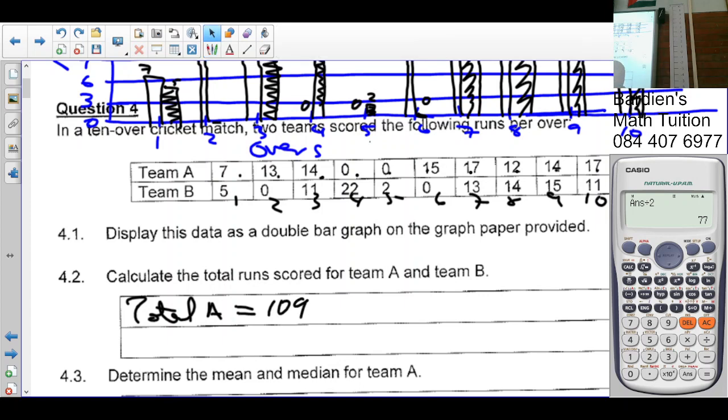Check if I'm correct. You got 7 plus 13 plus 14 plus 15 plus 17 plus 12 plus 14 plus 17. 109. Okay, I was right. Surprise myself. Yes. I don't think I'm twice as lucky.